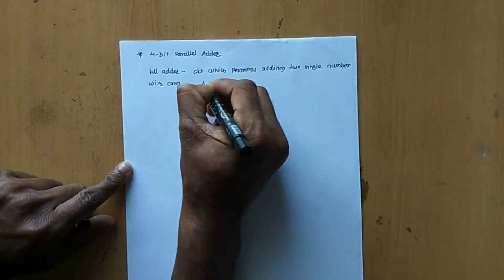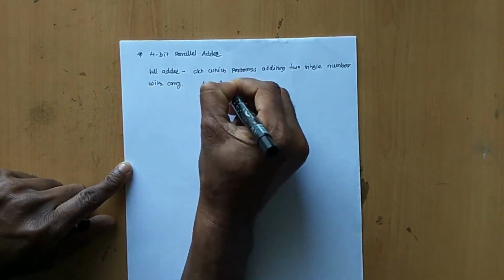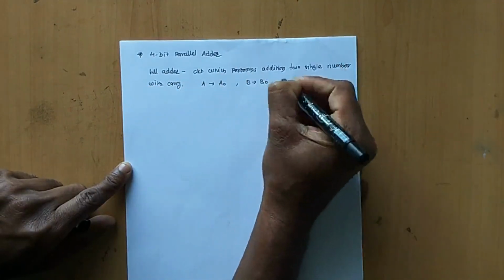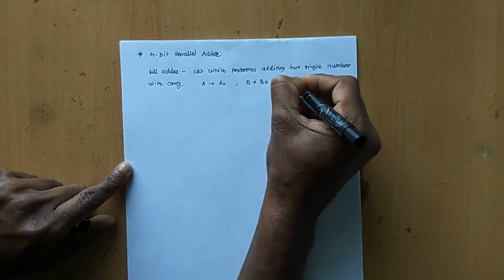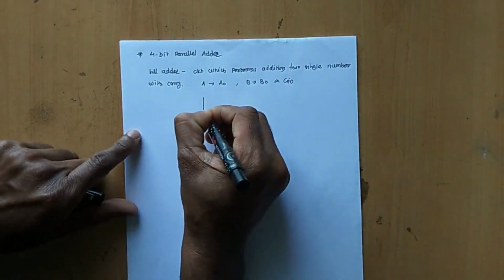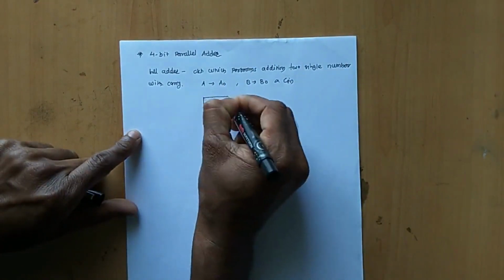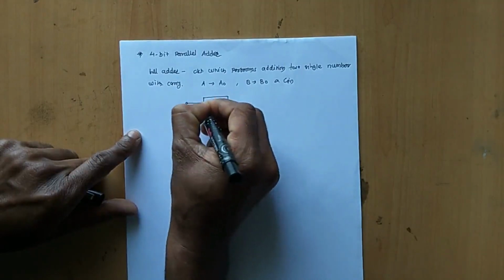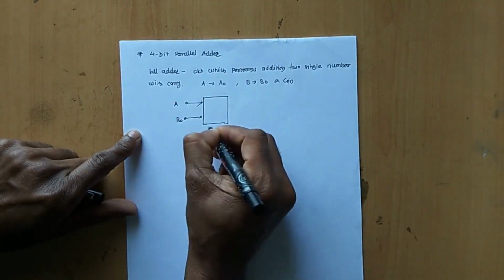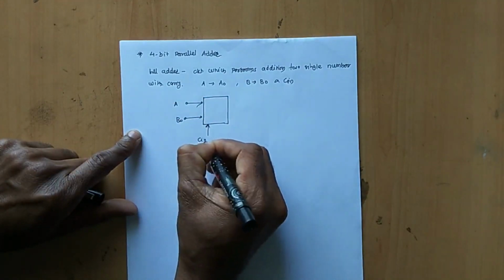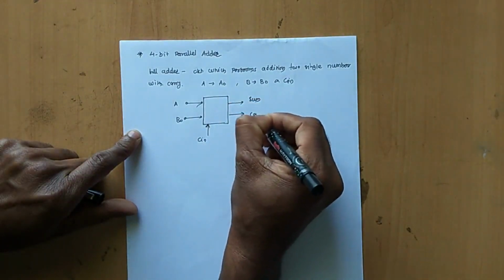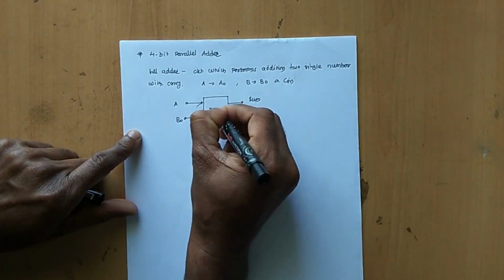So assume A is the number with bit A0 and B is the number with B0 bit and C in is the carry. In this full adder they are going to perform addition of A0 and B0 with the C in and produce output sum and C out. This is a full adder.